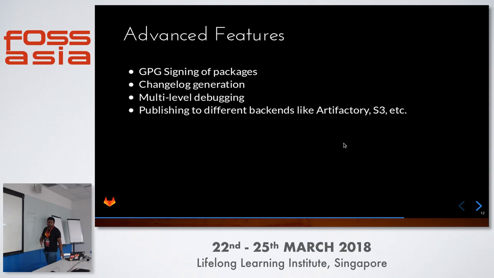In addition to the regular package generation, there are some advanced features that Omnibus provides. First one is GPG signing for integrity. You can sign your packages so that your users can confirm that these are the actual ones that you provided, and that there hasn't been any hindrance or malpractice with it.